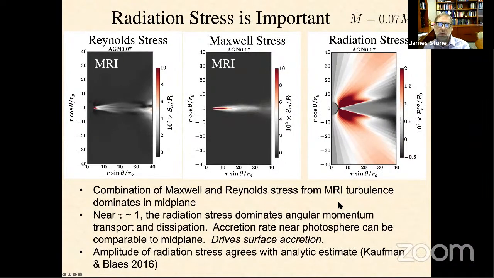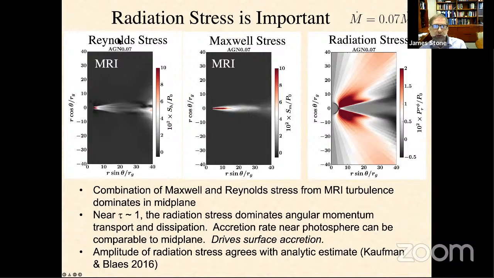Instead, let me say something about radiation stress, because another surprising result that came from these calculations is that these low luminosity, sub-Eddington results, with an Eddington ratio of 0.07, show that radiation stress is really important in the upper layer. So what's plotted here is, again, the time and azimuthally averaged toroidal stress on the plasma.